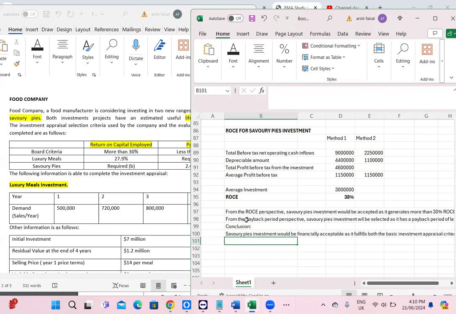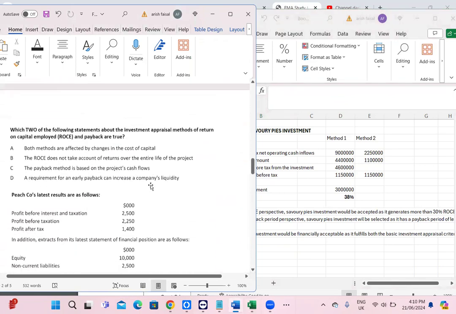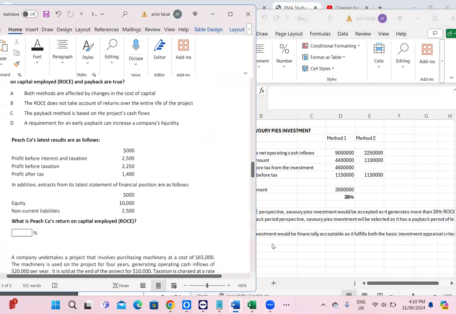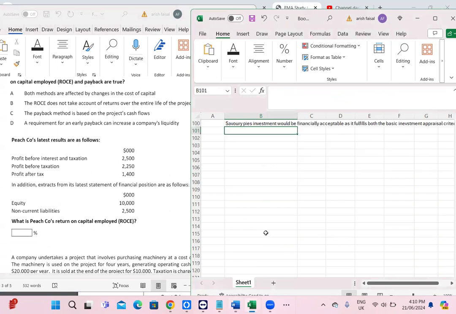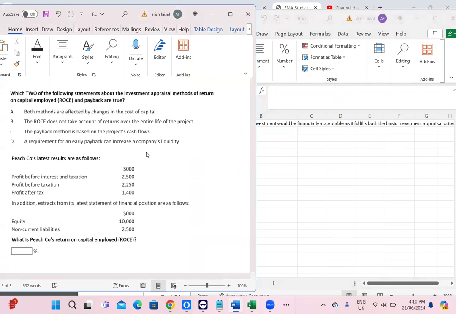That's all in this. Okay, so now that we have completed this question, we can move towards the MCQs. Okay, so here we go. Now, see, which two of the following statements about the investment appraisal methods of return on capital employed and payback are true? Basically, there are two answers over here.